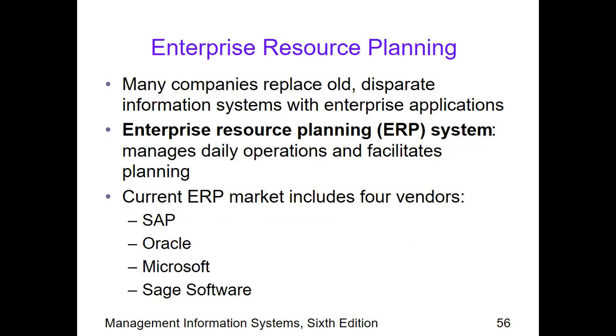Then ERP, as said a while ago, is all about the entire organization system. So let's say for our human resource, we have HRIS, Human Resource Information Systems. For purchasing or procurement, we have Purchasing Information Systems and the other business functional departments. If we combine them all, then that's the ERP system. This can manage daily operations and facilitate planning. Here are our samples of ERP software. We have SAP, Oracle, Microsoft, and Sage software.